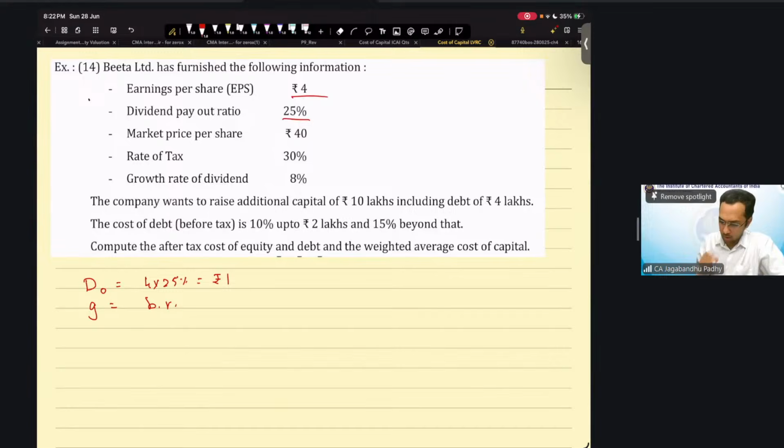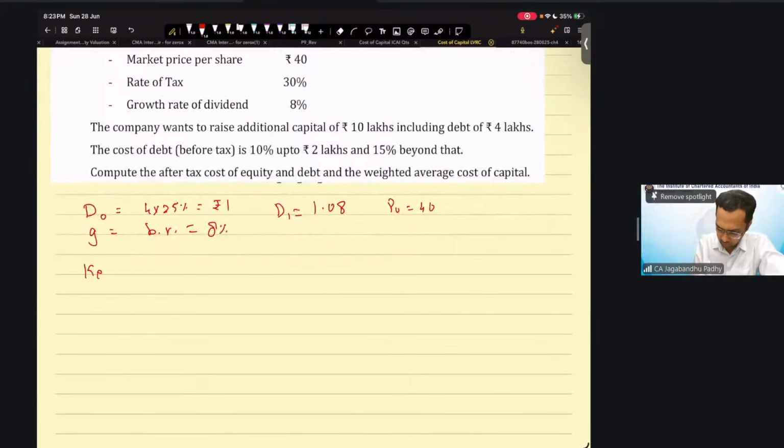Then the growth rate will be b into r. In fact, growth rate is given as 8%. So we can get the D1, right? D1 will be 1.08. P0 is 40. We can get the cost of equity. Cost of equity is D1 upon P0 plus g. So D1 is 1.08 divided by 40 plus growth rate 0.08, which is 10.7%.